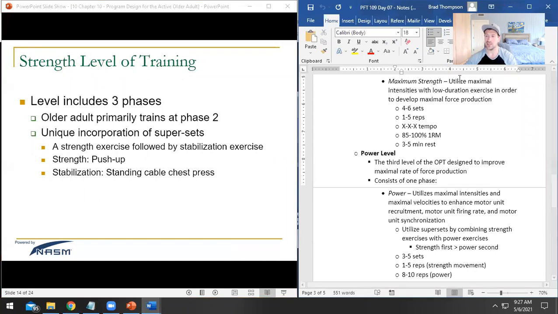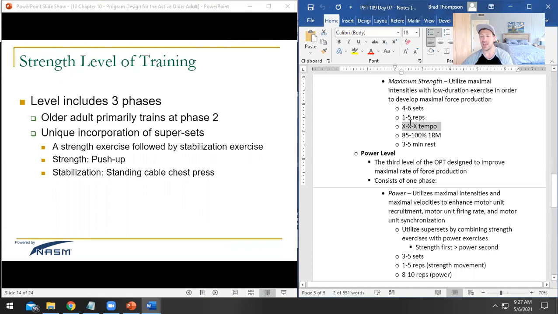100% maximum intensity. So maximum strength is going to utilize maximal intensities with low duration exercises, meaning that if you're lifting really heavy, obviously you can't do a lot of reps. So low duration, 1 to 5 repetitions, in order to develop maximal force production. That's what we're going for here. Force production, right? So that's going to be anywhere from 4 to 6 sets. You'll notice that our sets are really high here. It has to be because our reps are really low, right? We're only doing anywhere from 1 to 5 repetitions.